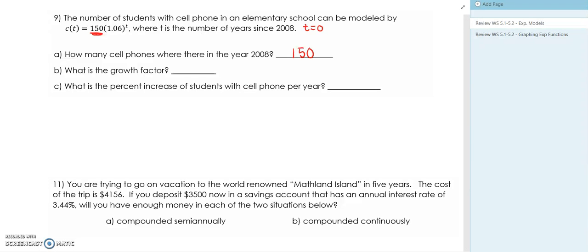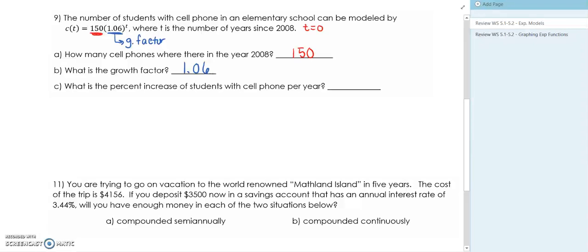So what's the growth factor? Well, the growth factor, remember, is our base. It's what's being multiplied by itself t number of times. So this is our growth factor. So that's 1.06. But now I want to know the percent increase.